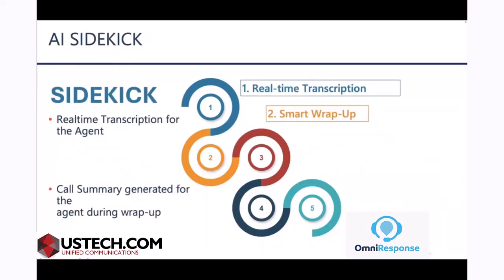And then AI Sidekick. This is the real-time transcription. This gives agents the ability to transcribe the call in real time, which is great for calls that might be in a loud environment, or maybe the caller has a heavy accent. Instead of saying, "Excuse me, could you repeat yourself?" you have that transcription in front of you, which really helps with customer service.